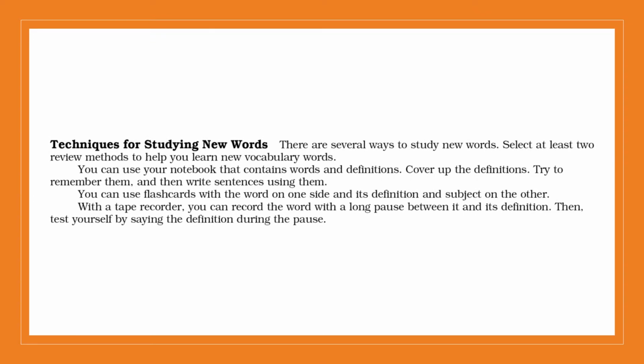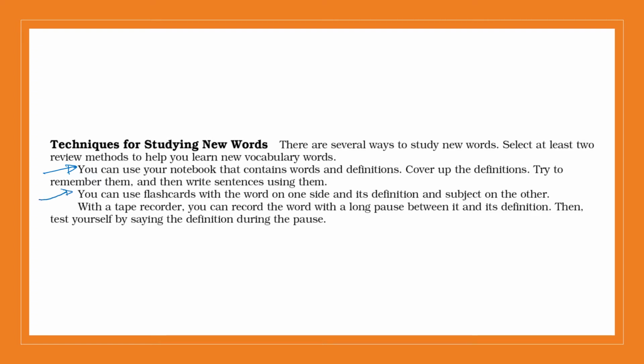We've already covered some of them, and today we will learn three more methods to study unfamiliar words. Select at least two review methods to help you learn new vocabulary words. Number one, here you can use your notebook that contains words and definitions. First, you have to cover up the definitions, then try to remember them, and then write sentences using them. This is the first technique that you might use in order to learn or study new words.